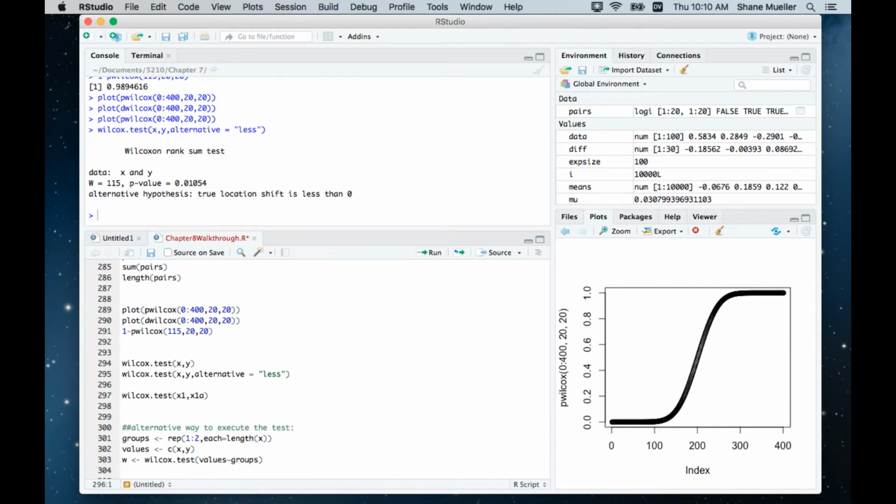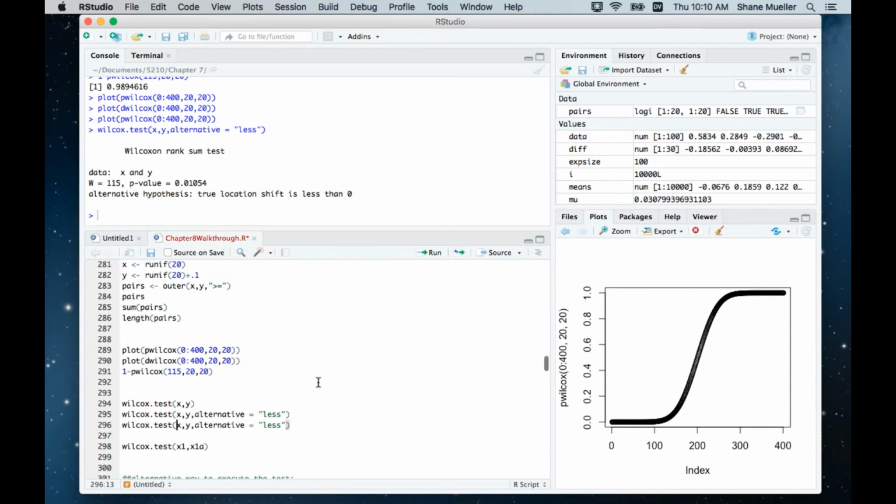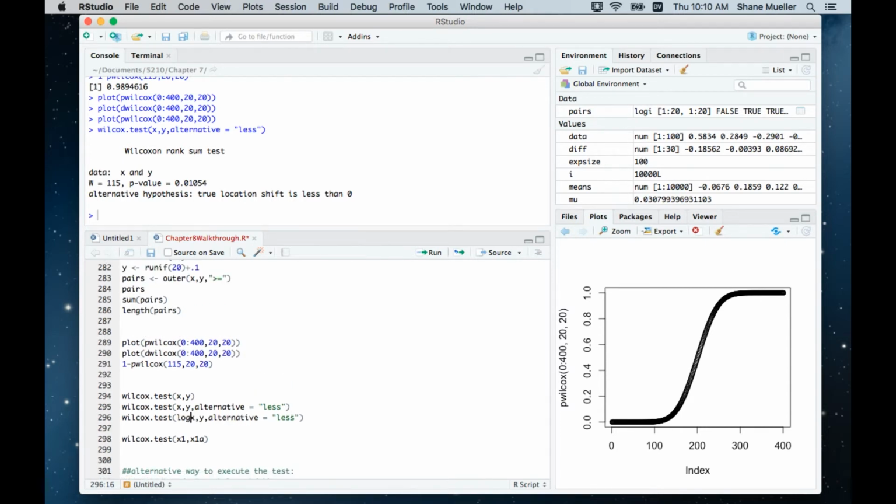If I do the same thing and I do a log transform of each of them, I think I can do that. Oh, I can't do that, but I can do log of 10 plus x and log of 10 plus y. You can't take a log of a negative number. So if we do this, we can see that we get exactly the same thing. I've done a transform that doesn't distort the rank order, and I get the same thing.